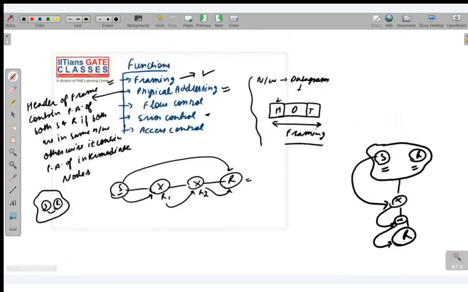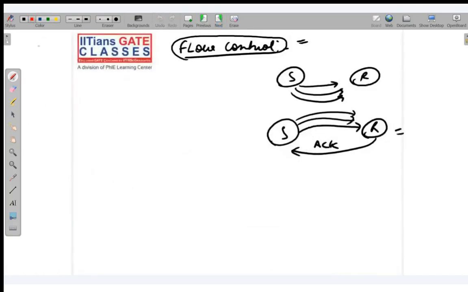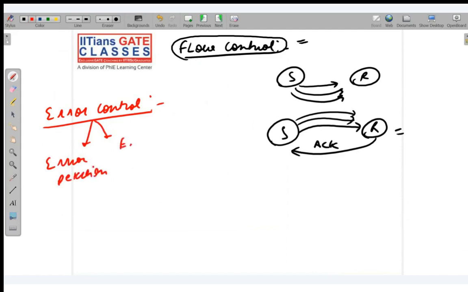Next functionality was error control. So let me give you the idea about what is error control. We have two strategies for error control. One is error detection and another is error correction. Error detection means the receiver will simply detect some error. That means it will simply say there is some error and it will discard the packet. Error correction means the receiver will not only detect the error, it will also try to correct the error.